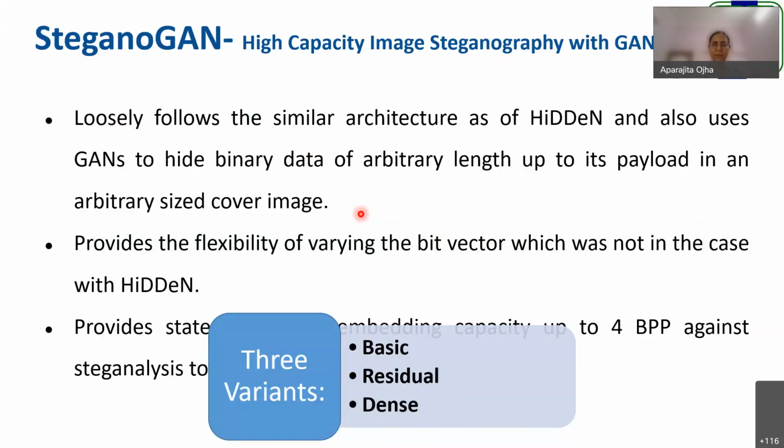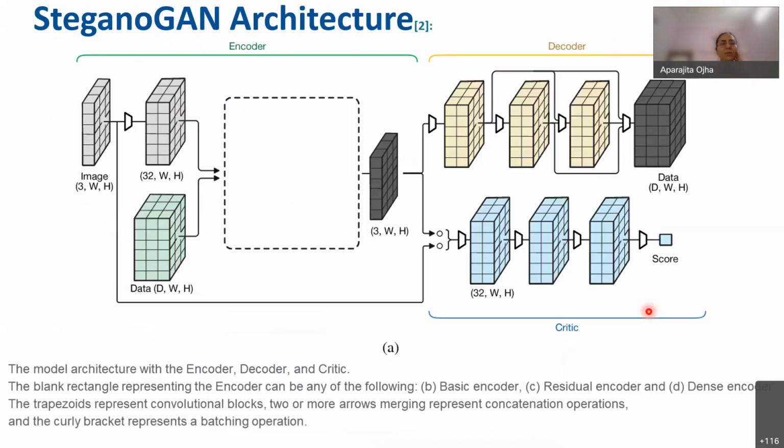And the idea is the same, but what is interesting is it was able to have a capacity of 4 bits per pixel. BPP stands for bits per pixel. It could add 4 bits, which was next to impossible in the previous traditional methods using image processing. The Stegno-GAN architecture is also similar. I will not go into details of this.